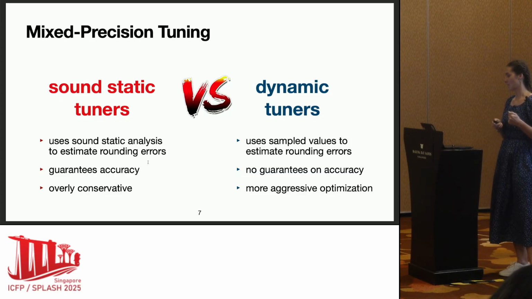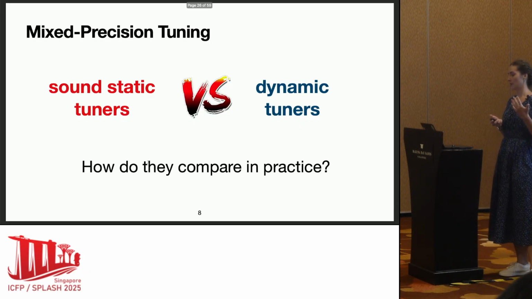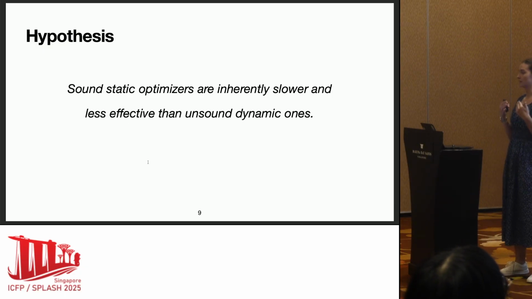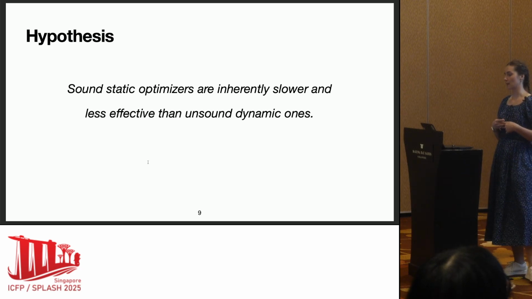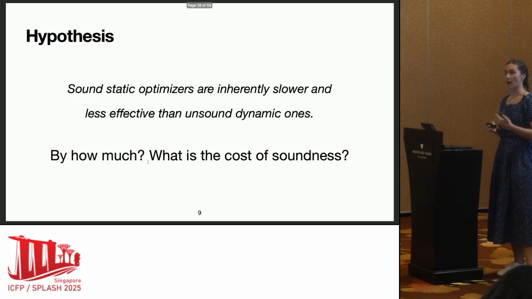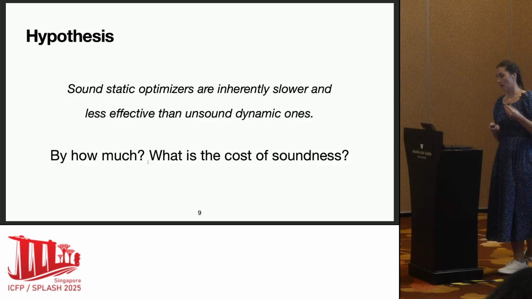There are multiple tools in each of the groups, and there are comparisons and evaluations within each of the groups. But the question remains, how do these two conceptually different groups of tuners compare? The hypothesis is that sound static optimizers are inherently slower and less effective than the unsound dynamic ones. The question we wanted to ask is by how much exactly? So if the user wants soundness guarantees, what is the cost attached to such a choice? And how to answer this question?